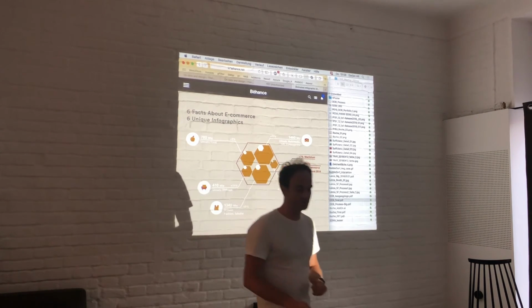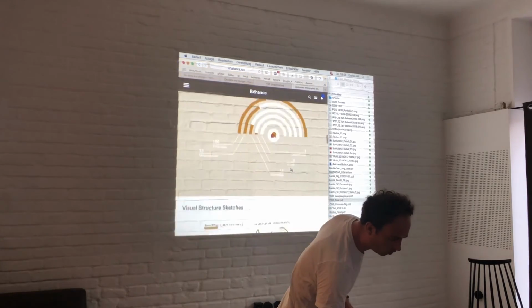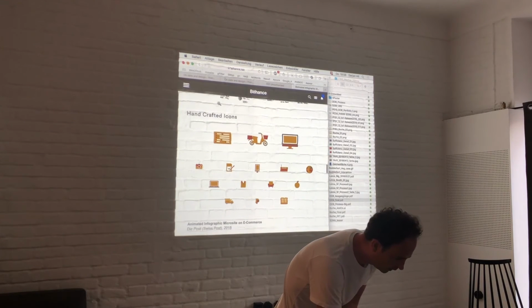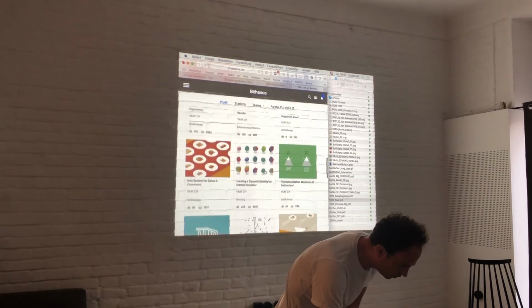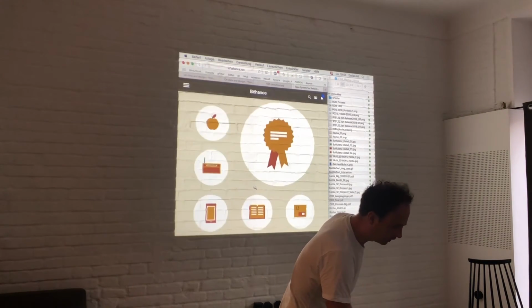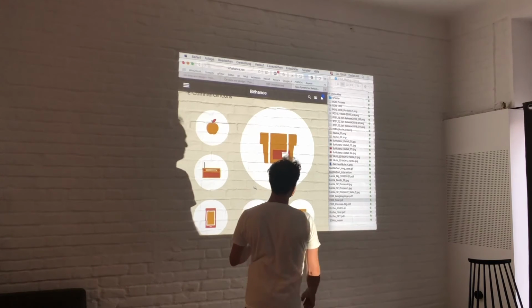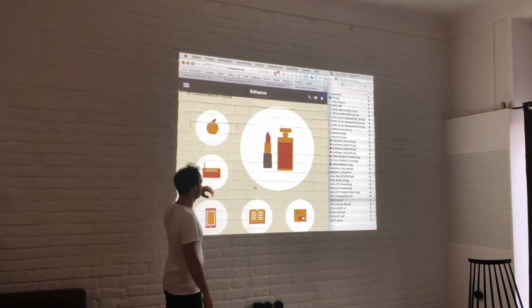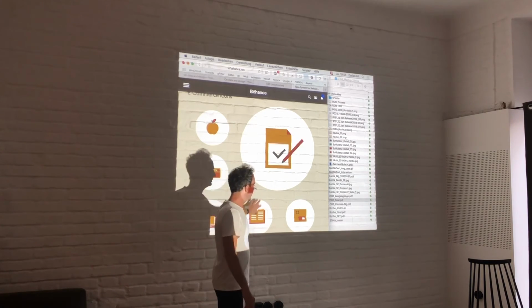In the meantime, we created a whole language. It's actually another Behance. I could show you. There are over 120 illustrations for the Swiss Post that we created for e-commerce, with all these little details.